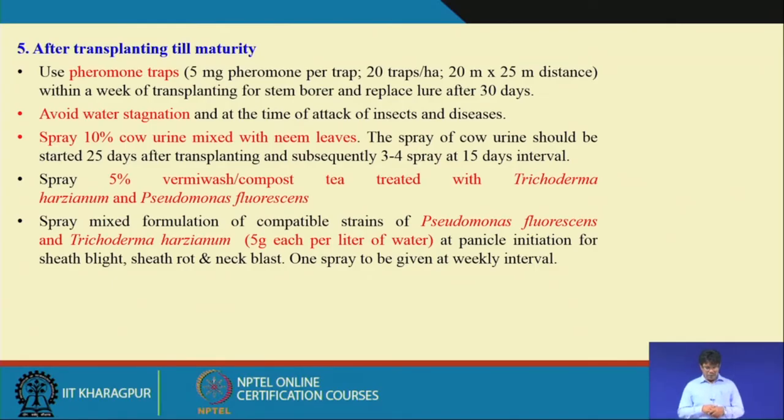And spray a mixed formulation of compatible strains of Pseudomonas fluorescens and Trichoderma harzianum, 5 gram each per liter of water, at panicle initiation stages for sheath blight, sheath rot, and neck blast. One spray is to be given at weekly interval. So, the strains of Pseudomonas fluorescens and Trichoderma harzianum are mixed together at 5 grams per liter of water, and they can be sprayed regularly to control blight disease, rot disease, and the blast disease of the rice.